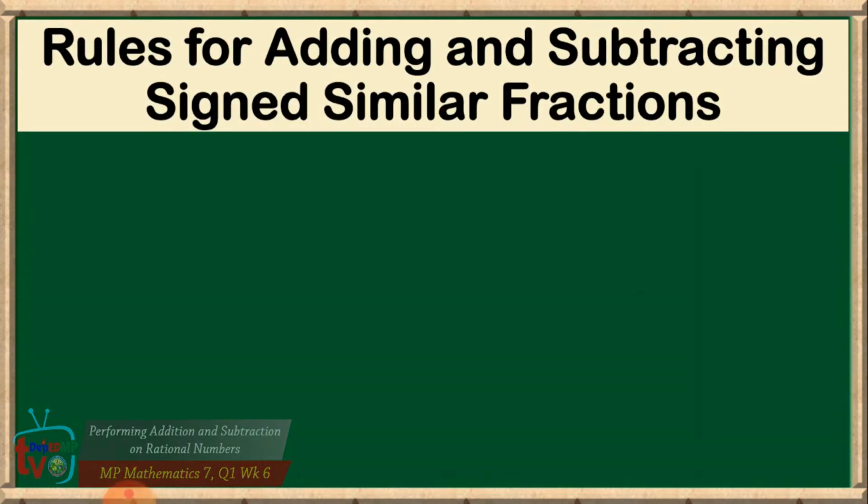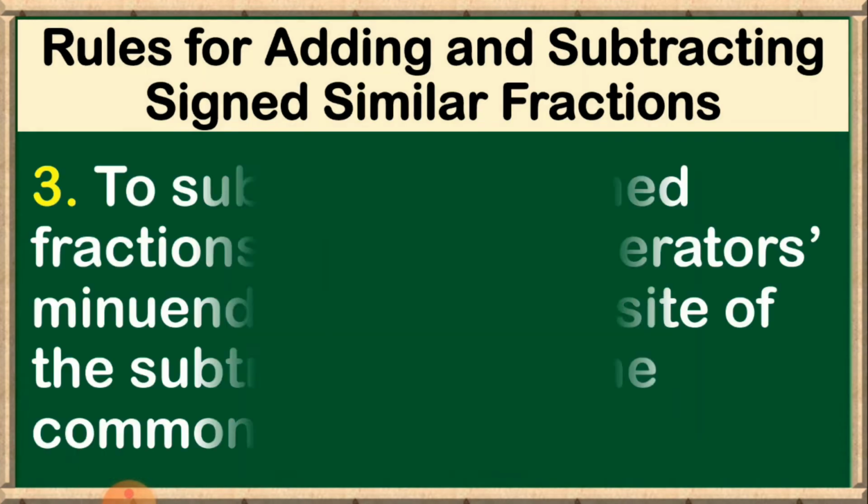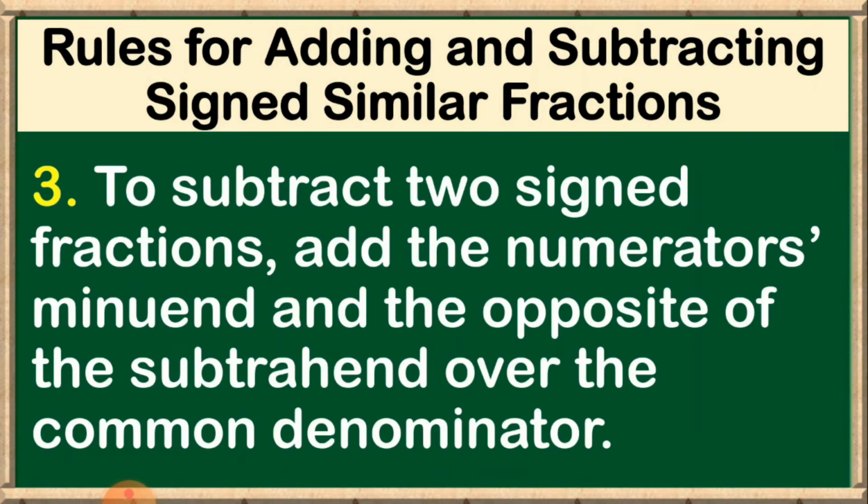Last rule of adding and subtracting signed similar fractions. To subtract two signed fractions, add the numerators of the minuend and the opposite of the subtrahend over the common denominator. To further understand this third rule, let's have examples.